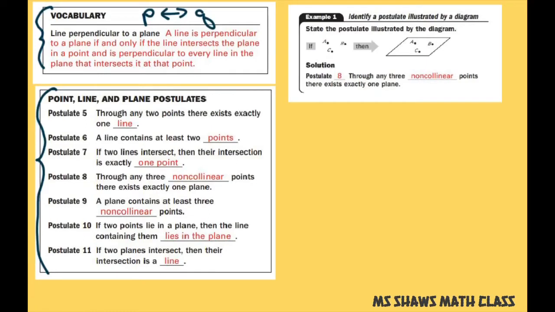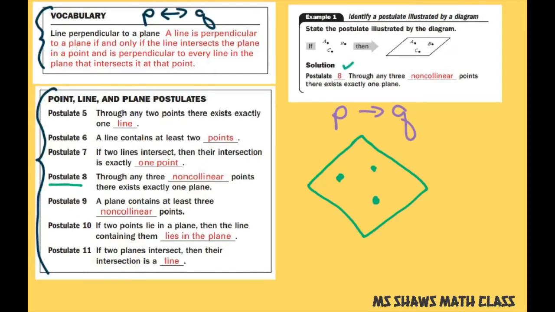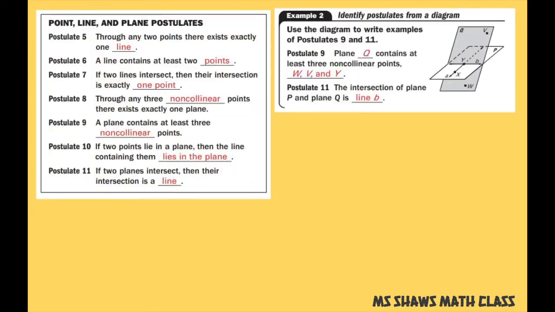So this is if, then, if you have 3 points that are non-collinear, then there's a plane there. So there exists a plane. So let's find that postulate, and that would be postulate 8, as it's already written. Through any 3 non-collinear points, there exists exactly one plane. All right, and the next example, it says use the diagram to write examples of postulate 9 and 11.